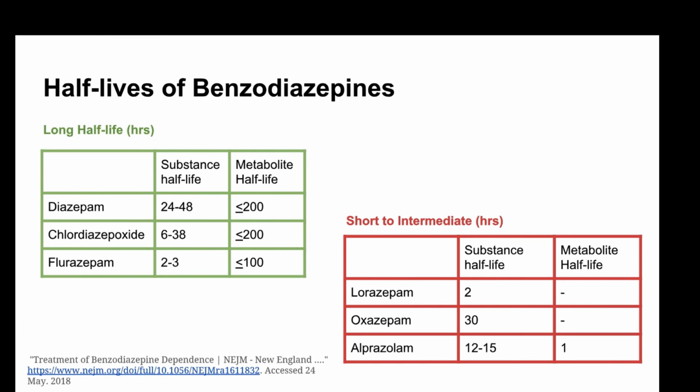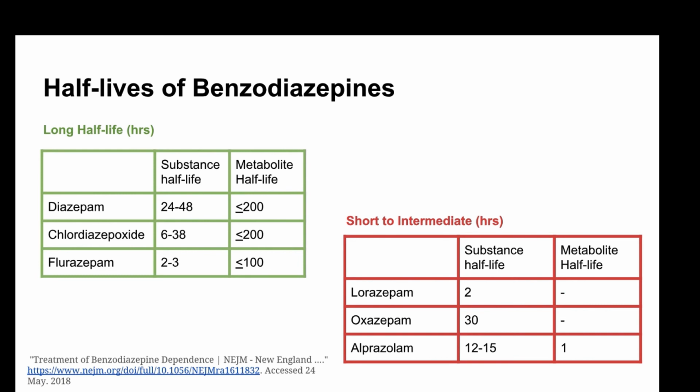Benzodiazepines have varied half-lives, and accordingly the emergence of withdrawal symptoms also changes. Drugs with a long half-life, like diazepam and chlordiazepoxide, not only have a long half-life, but their metabolites also stay in the body for a longer time compared to short half-life drugs like lorazepam and oxazepam.